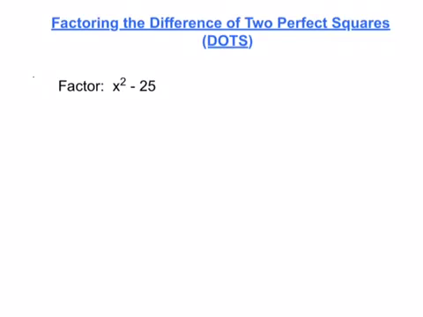Whenever you're given a binomial, bi means two, so two terms, with a subtraction sign in between them, you want to say to yourself, is this a difference of two perfect squares? So difference, and it has a subtraction sign, and you just want to take a look, are both of these perfect squares? Which, yes, they are.